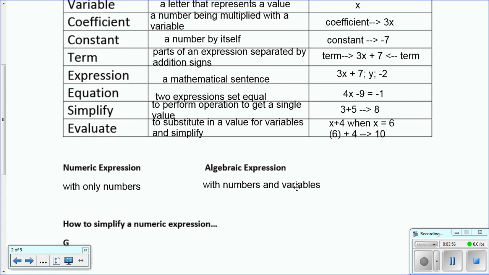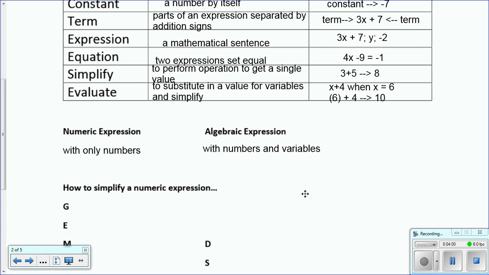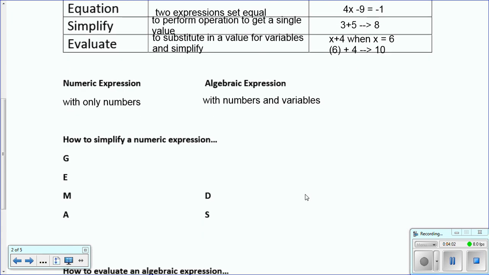Alright? Remember, if I'm going too fast, pause the video. Alright, how to simplify a numeric expression. We use GEMDAS, G-E-M-D-A-S, GEMDAS. It's not PEMDAS anymore, okay? In PEMDAS, P stands for parentheses. We don't use P, we use parentheses, but not just parentheses. So we change it to a G, which means grouping symbols.